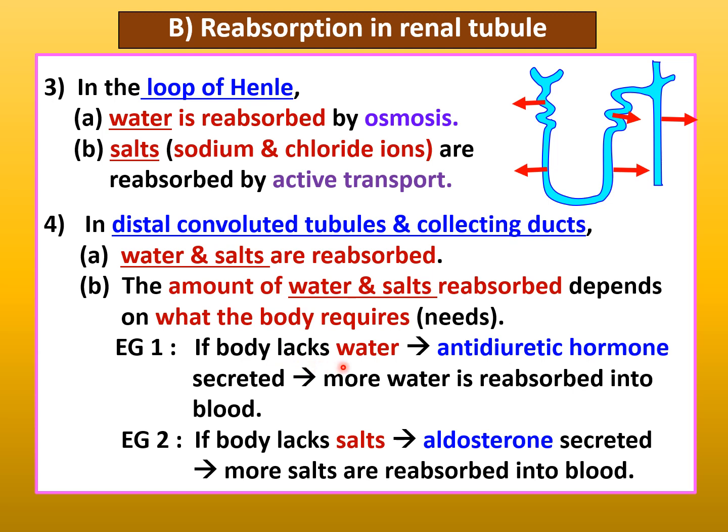So if the body lacks water, antidiuretic hormone is secreted so that more water is reabsorbed from the urine that's formed here and here back into the blood. If the body lacks salts, if the person didn't eat enough salts, aldosterone is secreted from the adrenal gland so that more salts are reabsorbed into the blood. We'll be discussing this in the third video.